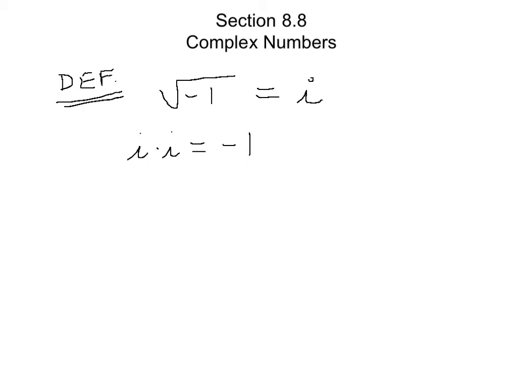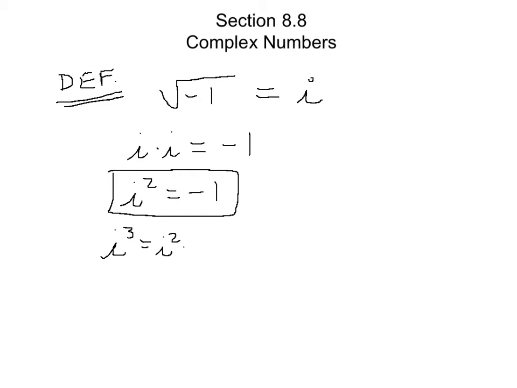So it's important to note that i is not a real number. No real number can be negative. But i is a number that has the property that i squared is minus 1. That is pretty weird. Well, if i squared is minus 1, then i cubed, which is i squared times i, must be minus i. And i to the fourth, which is i squared times i squared, is minus 1 times minus 1, which is 1.